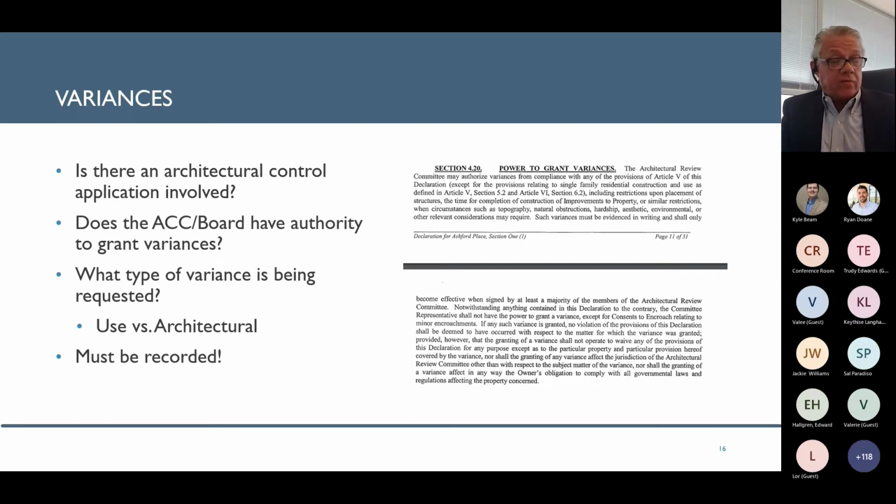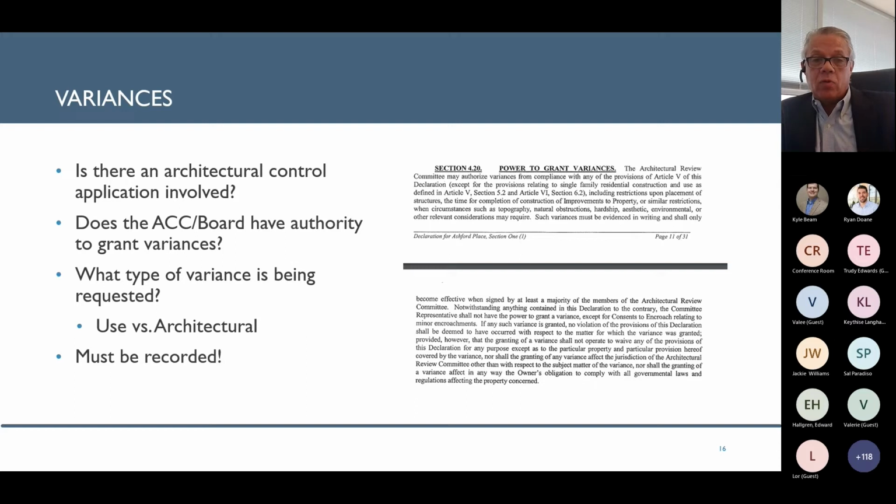One thing to remember about variances is that once you grant a variance, you're most likely going to have to grant the exact same variance to anyone that's in a similar situation. Variances can be tricky because once you give somebody one, other people may say, well, I've got that same situation, and they may or may not. But if you don't give them a variance, they're going to complain about it.